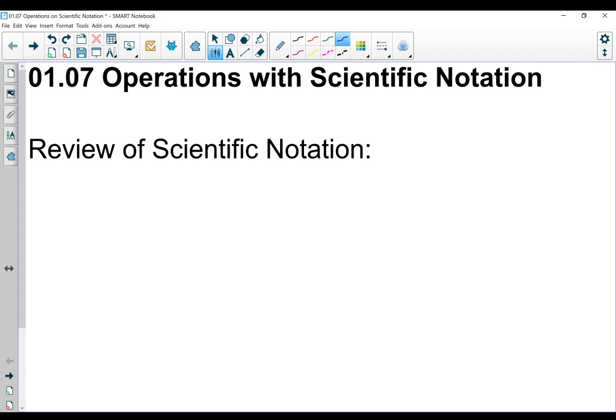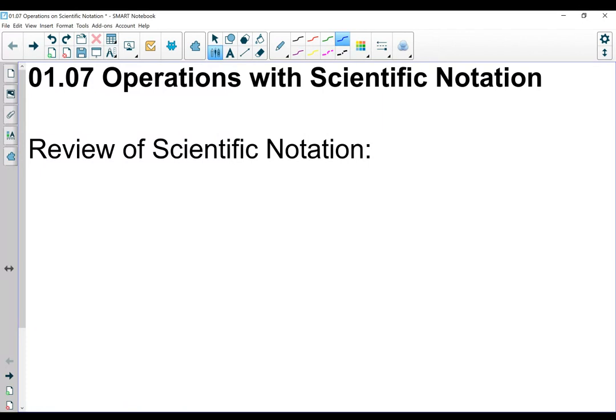107. Operations with scientific notation. First, we'll do a little review of scientific notation. So scientific notation is a way to take incredibly large or small numbers and shorthand the way that we write them. Notate means the way we write something.